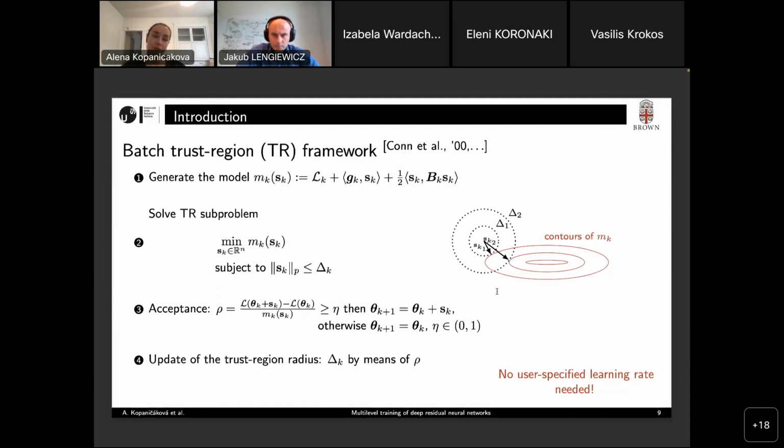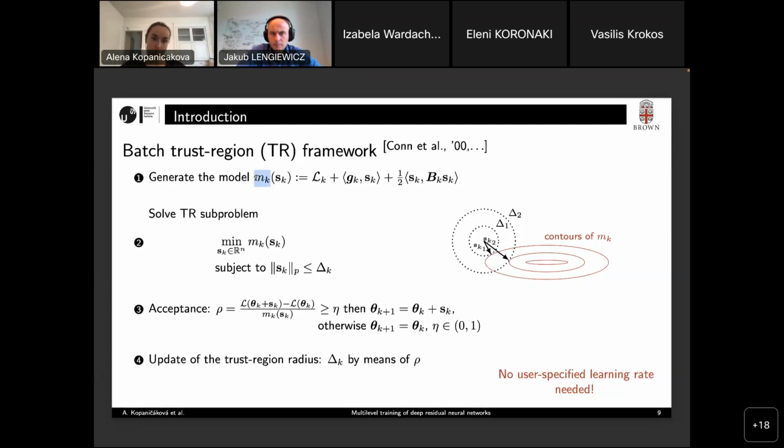And the idea behind a trust region method is, on each iteration, to construct some model M_k, and then solve this model in order to obtain a search direction. So this model M_k can be constructed in various ways. So for example, as a second order Taylor approximation of our objective function around the current iterate. But there are also other approaches.